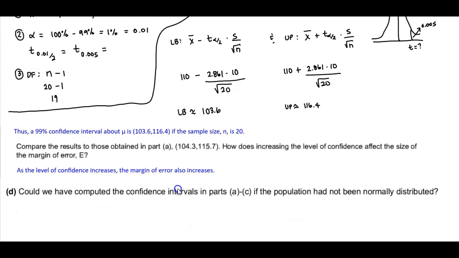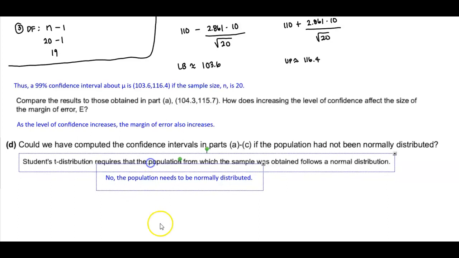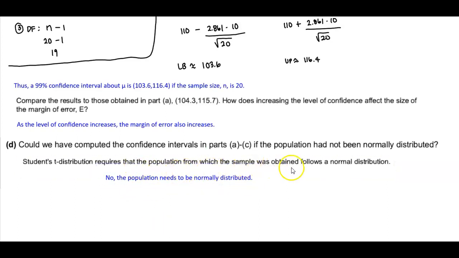Okay, now in part D it says, could we have computed the confidence intervals in parts A through C if the population had not been normally distributed? Well, the Student's t-distribution requires that the population from which the sample was obtained follows a normal distribution. So no, the population needs to be normally distributed.